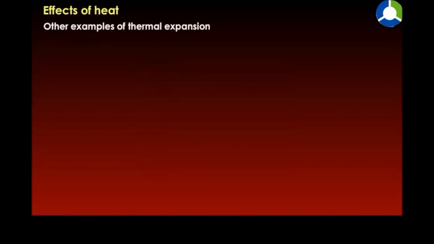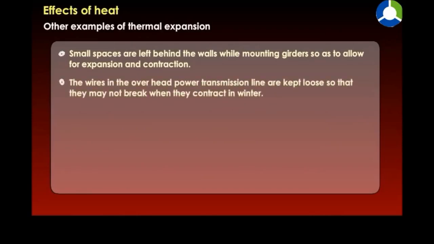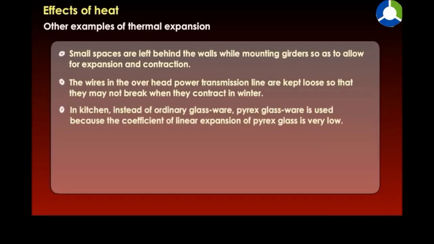Other examples of thermal expansion. Small spaces are left behind the walls while mounting girders so as to allow for expansion and contraction. The wires in the overhead power transmission line are kept loose so that they may not break when they contract in winter. In the kitchen, instead of ordinary glassware, Pyrex glassware is used because the coefficient of linear expansion of Pyrex glass is very low.